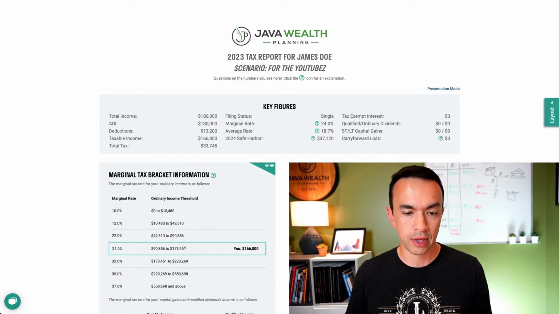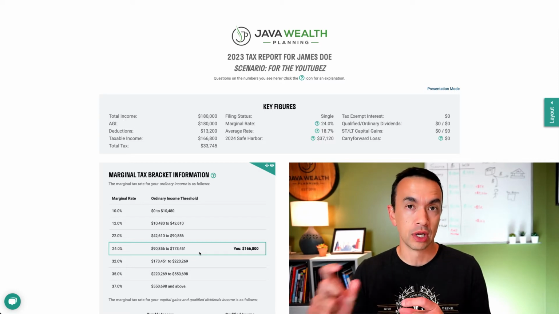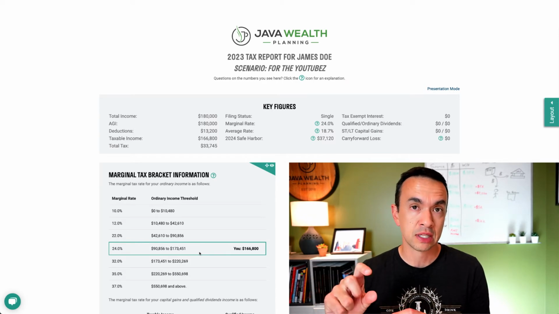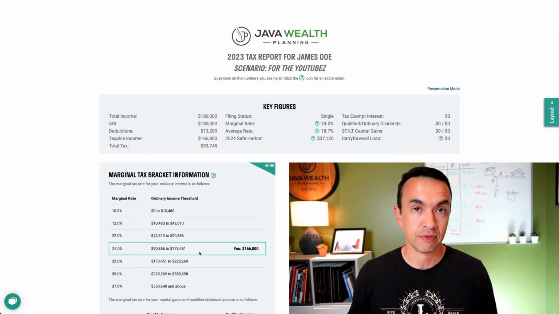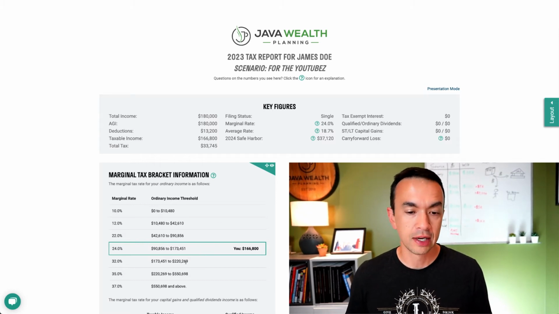So we see that we've almost filled up the entire 24% tax bracket, and we have about $6,000 of room left over. And so whenever you add any more income on top of that, then the last bit is going to fill up the 24% tax bracket, and then the next about $50,000 or so will be taxed at 32% here. And then anything above that gets into the 35% tax bracket.